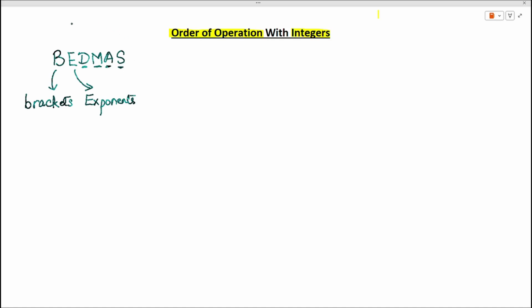subtraction. So while doing the order of operation, we first have to solve any brackets, then the exponents, and out of division and multiplication, as they have the same priority, whatever comes first, while doing the calculations from left to right, we perform that operation first. And the same thing with addition and subtraction. So whatever comes first from left to right, we perform that operation first. Let us try out the order of operations and understand it with the help of some examples.